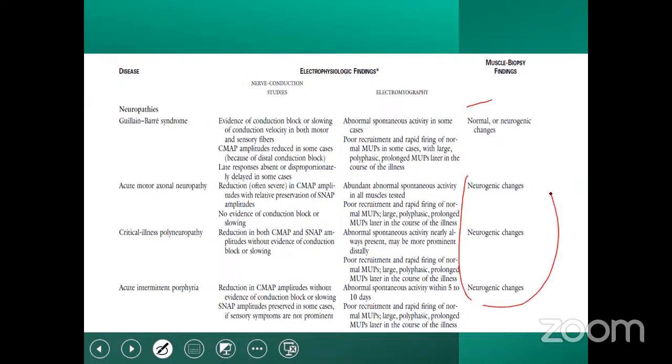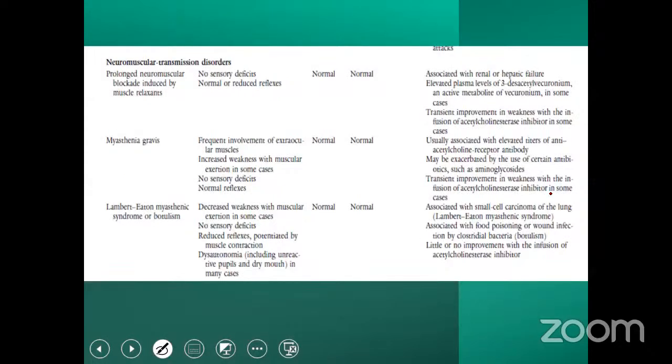How difficult it is to diagnose any weakness. You can have Lambert-Eaton syndrome, prolonged neuromuscular blockade induced by the muscle relaxants. But there are no sensory deficits, and reflexes are normal or reduced. But if there is renal or hepatic failure, you have more problems.